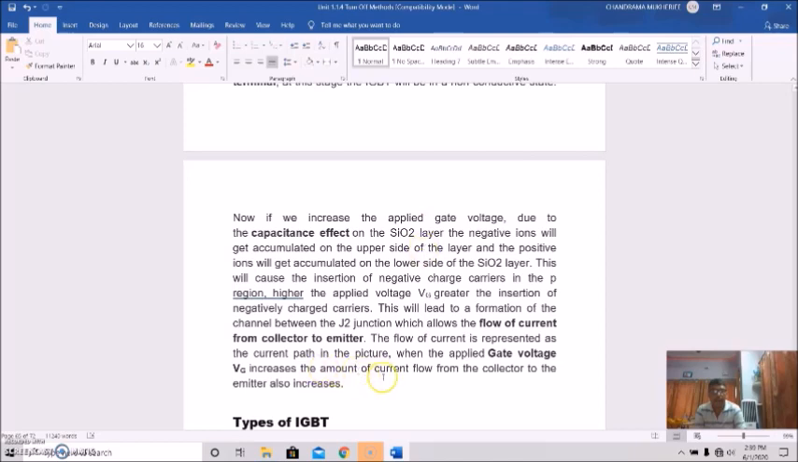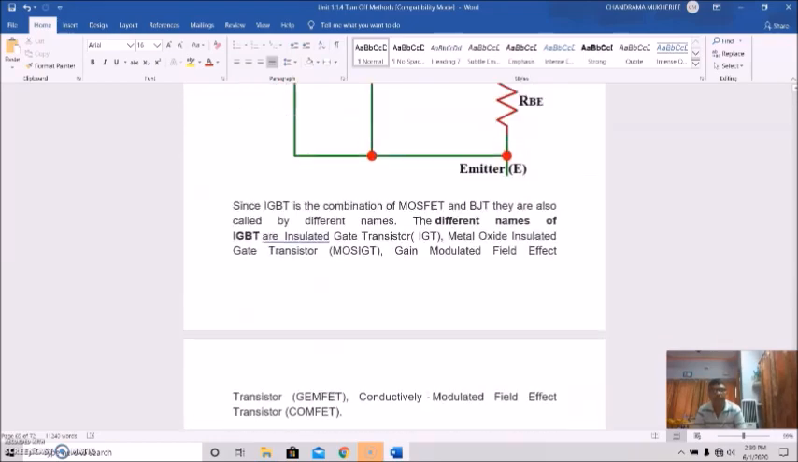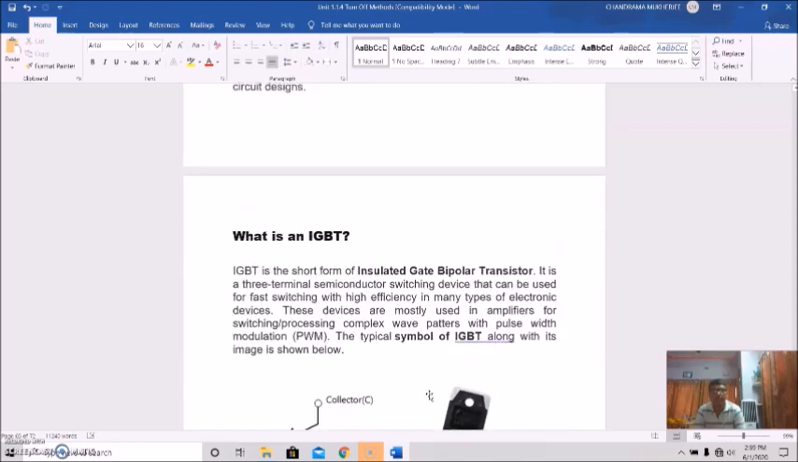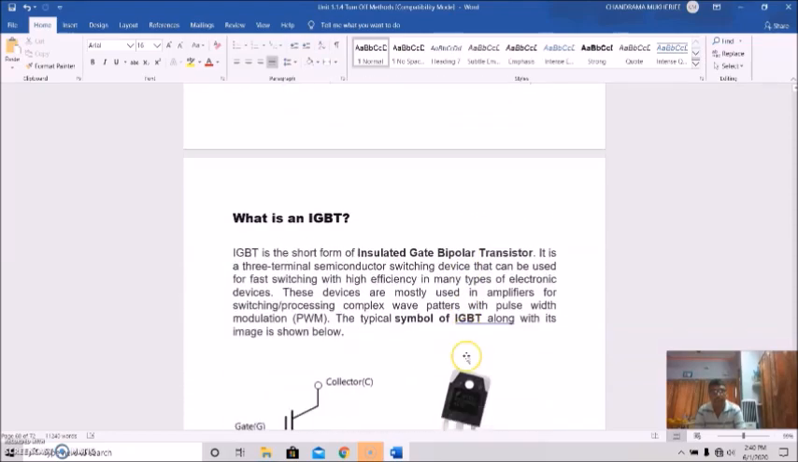When the applied gate voltage increases, the amount of current flow from the collector to emitter also increases. As I told you at the very starting, this is the characteristic which I will discuss later in detail.